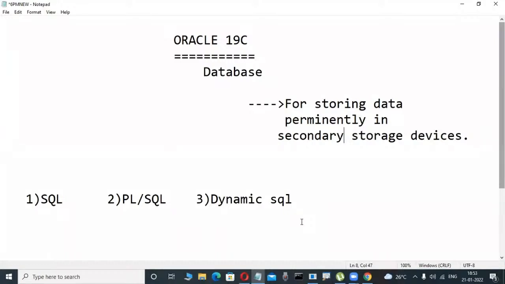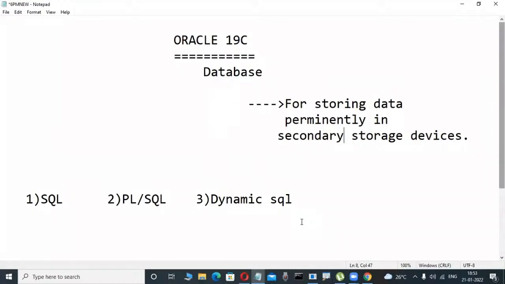ETL developers always need subqueries, joins, materialized views, indexes, partitions, some concepts are required. OLAP features like rank, dense rank, these types of analytical functions, lag and lead analytical functions, some knowledge is required. And PL/SQL stored procedures.